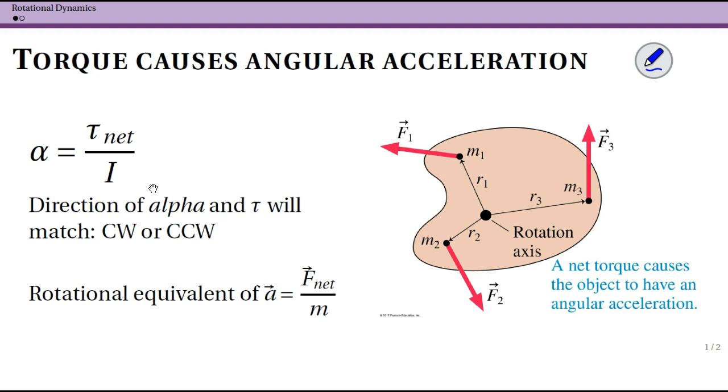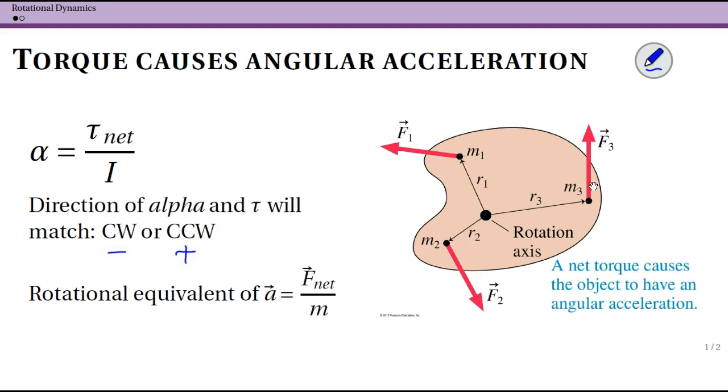Now the direction in this case, when we had forces and accelerations, these were vectors, and we would think about their x and y components. Now we just think about clockwise or counterclockwise, and we can use signs to do that, where clockwise is our minus sign, counterclockwise is our positive sign. So if the net torque is positive, then the angular acceleration must be positive, which means they're both counterclockwise. So this should hopefully make sense.